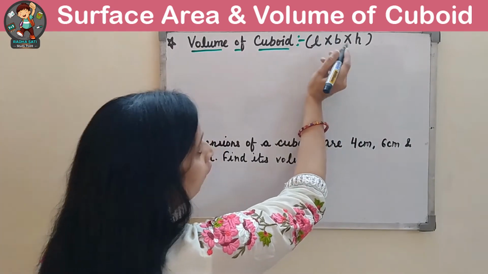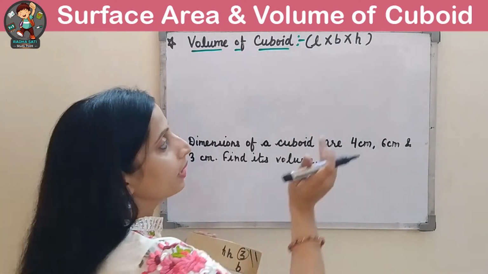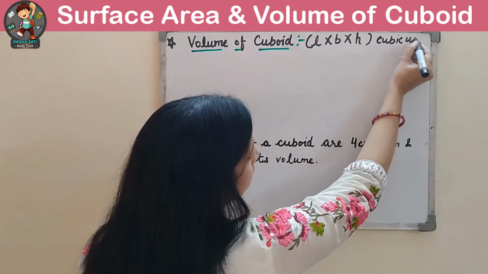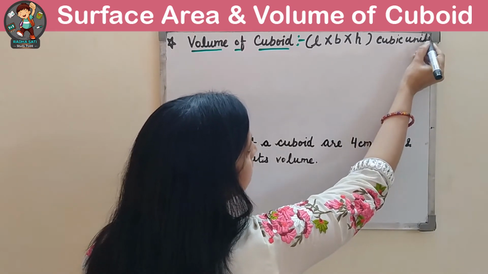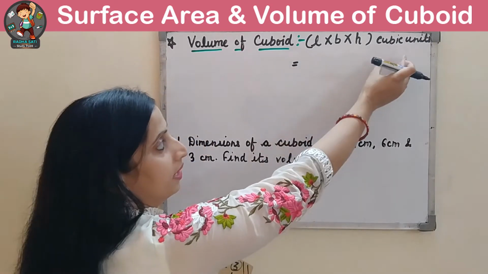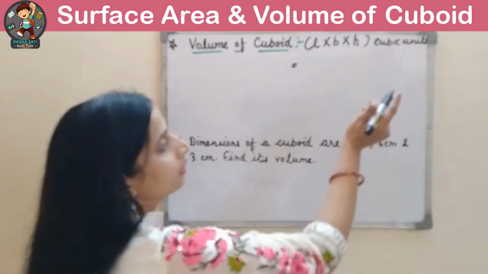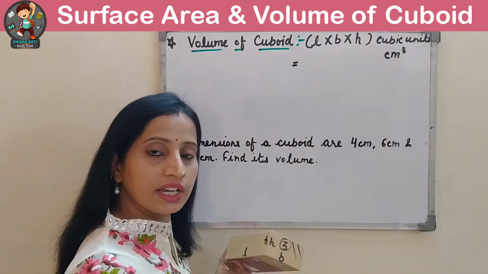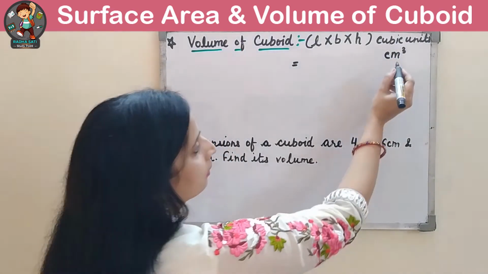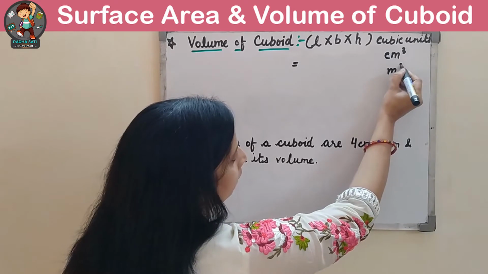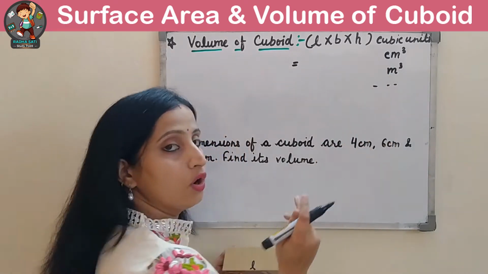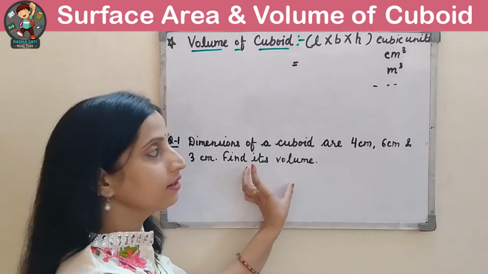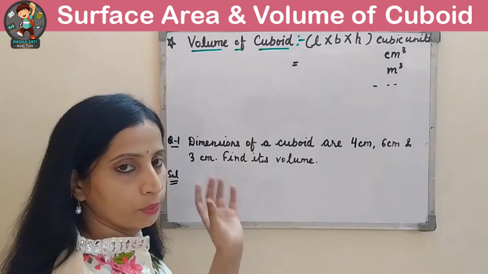Okay? And we will always measure the volume in cubic units. Means if centimeter is given as a unit, then it will be centimeter cube. If meter is given, then it will be meter cube, and so on. Okay? So now let's solve one question based on volume.